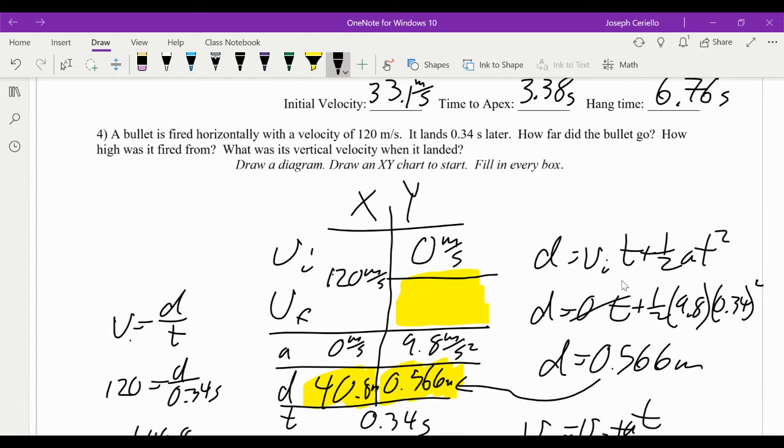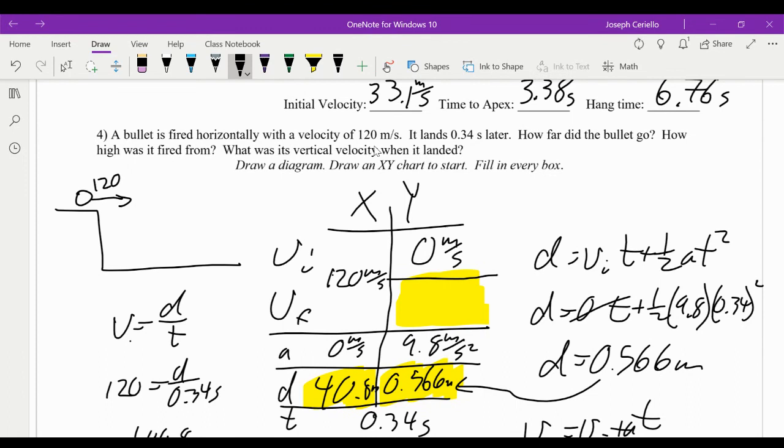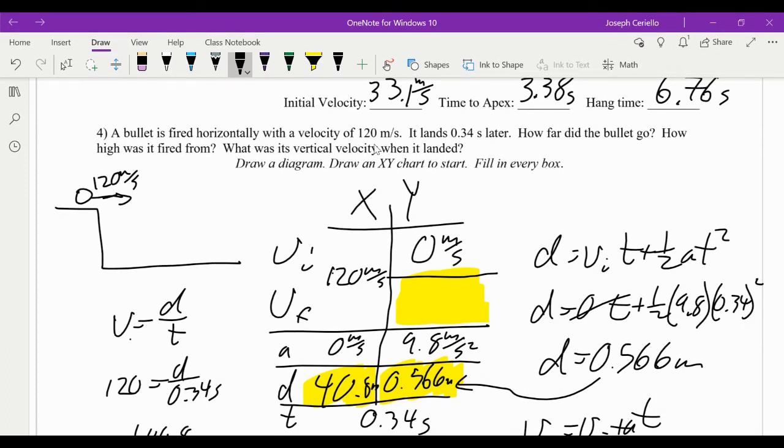All right, number 4 here, bullets fired horizontally. So its horizontal velocity is 120 meters per second. Let me just draw a quick little picture here of what's going on. So here's the bullet, fired at 120 meters per second. And we have the time t equal to 0.34 seconds. Nothing else to really draw there.